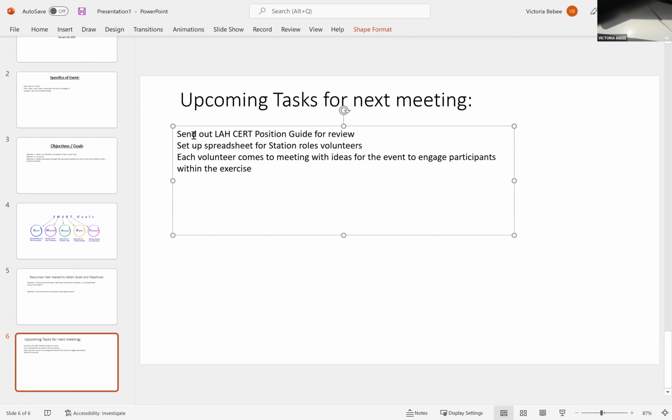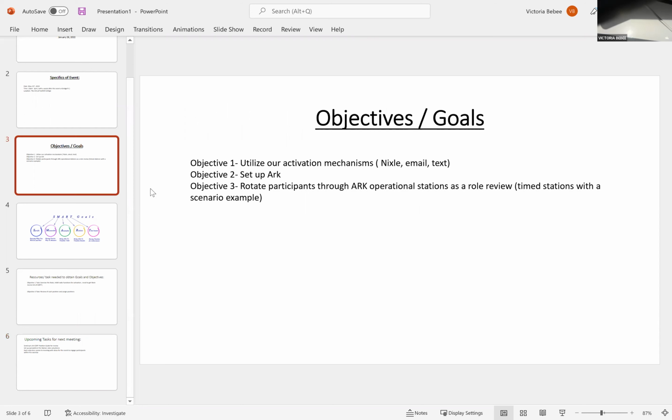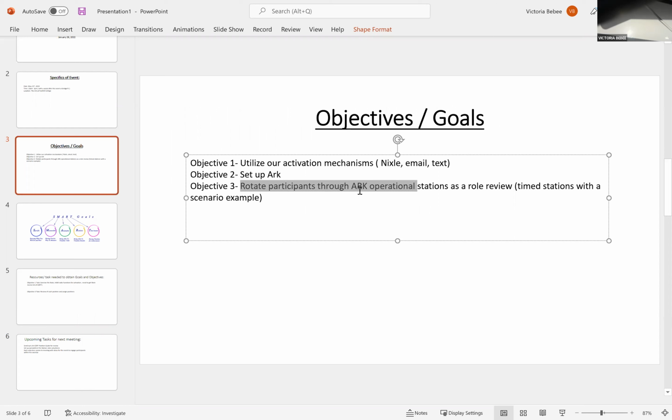So let's go back to here. I want to make sure I have this right. So we should change this, right? Or is that still valid? Rotate participants through ARC operational stations as a role review. I think we're doing that. Time stations with a scenario example. Is that still valid? I think so. Okay, cool.